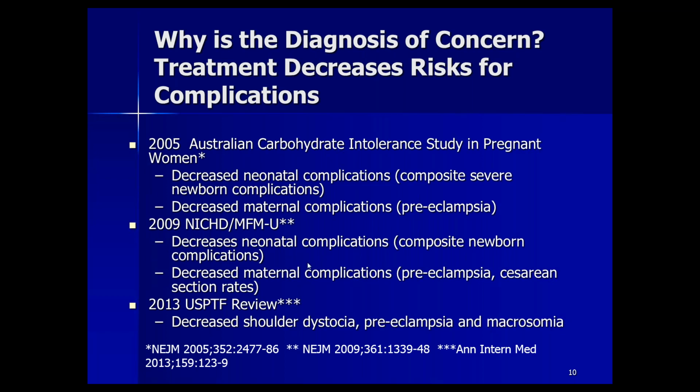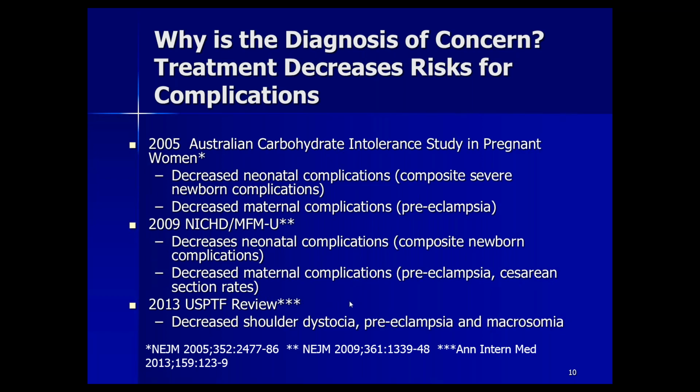list of what can and can't be accomplished with treatment during pregnancy. And then the U.S. Preventive Task Force Review is another very big study. All of these show that you're going to be able to decrease selected complications, from neonatal complications to maternal preeclampsia to, not consistently, but you can decrease cesarean section rates in some studies.